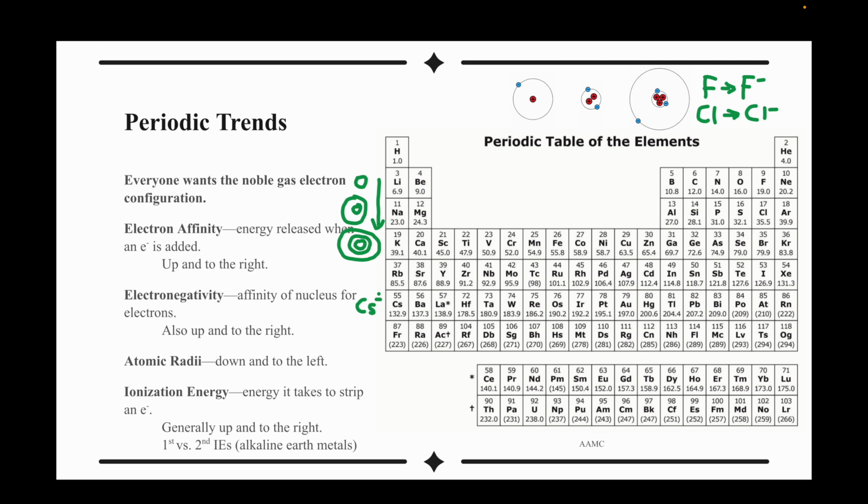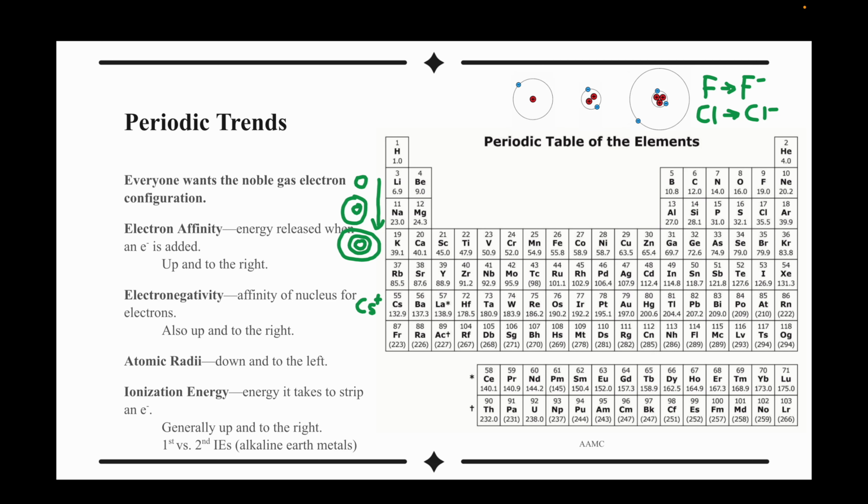That's why instead of seeing cesium minus, you'll usually see cesium plus. It would be easier for cesium to just get rid of one of its outer electrons and get that noble gas electron configuration. Atomic radii increase going down and to the left. Again, that's because going down, we are increasing the number of shells. As we increase the shells, they get farther away from the nucleus.